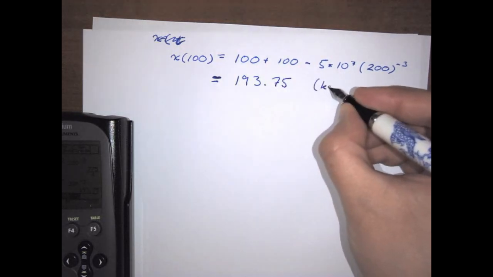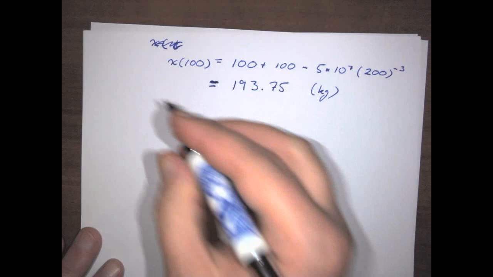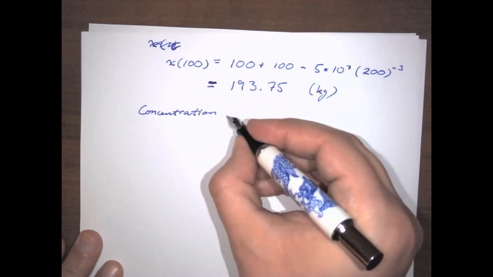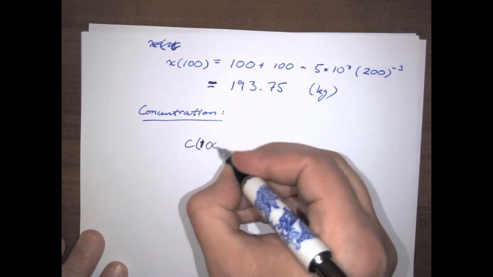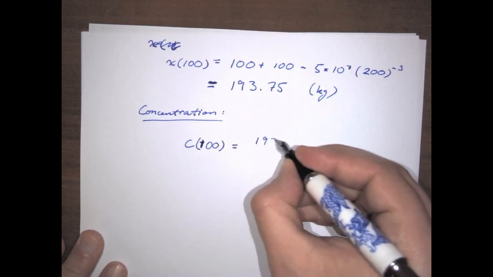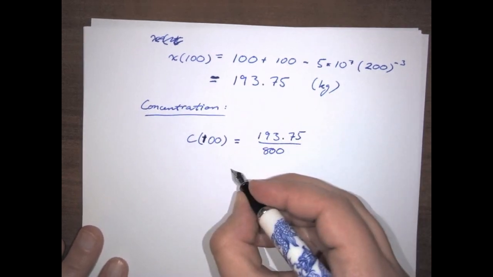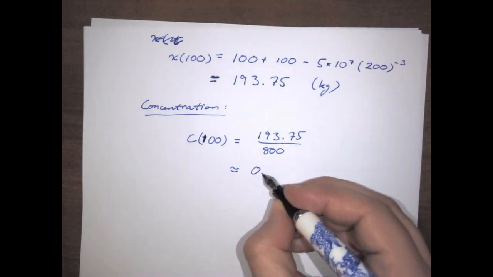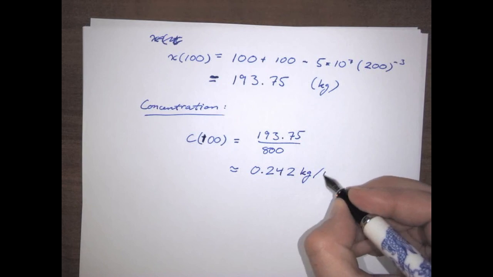And these are kilograms. And then to get the final concentration when it is full, which was what the original question asked, the concentration C of 100 divided by the 800 liters that the tank can hold is going to be approximately equal to 0.242 kilograms per liter.